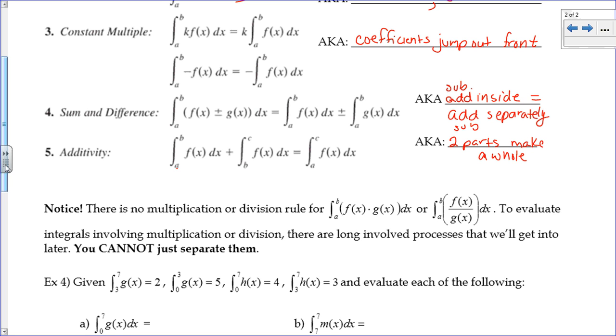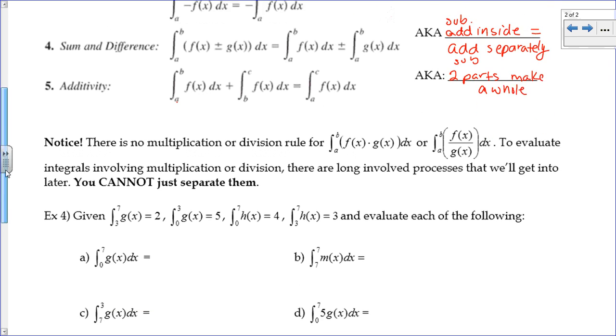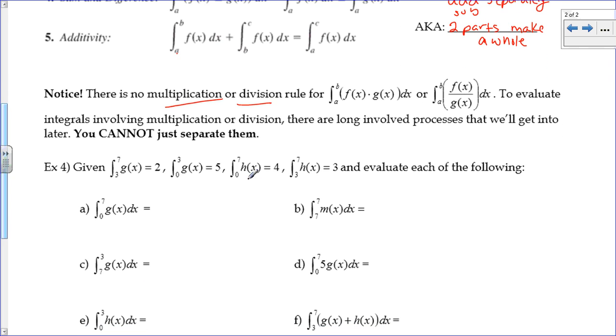Okay. Now, what you really need to make sure you know here is there is no multiplication or division rule. If you have the integral of f times g, it's not 2 separate integrals multiplied. Or if you have the integral of f divided by g, you cannot pull those apart. If you have multiplication or division within an interval, you absolutely cannot separate them.